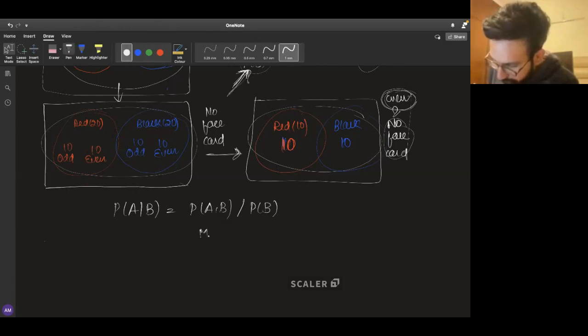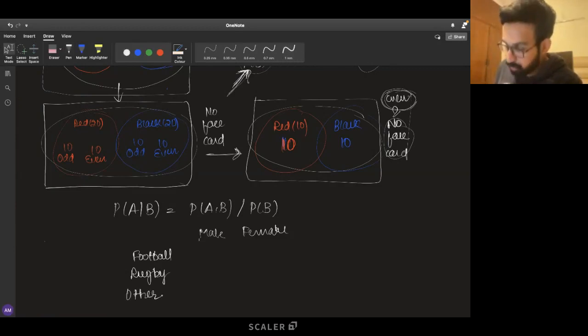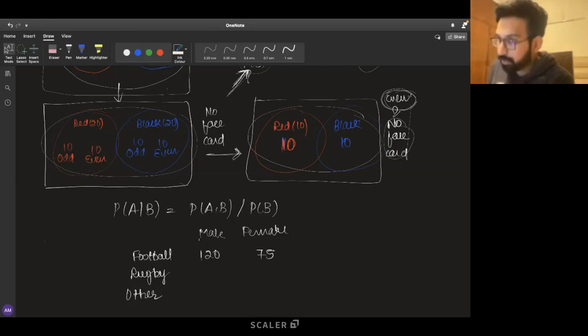All right. So either a person is a male or a female, and possibly the sports that they're interested in is football, rugby, or other. Now, if I talk about the distribution I got, we have 120, we have 75, we have 100, we have 25, we have 50, we have 130.